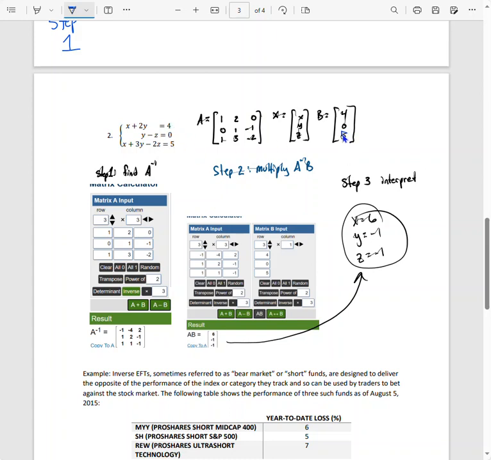That is a 5. And now I have to take my coefficients. So in the first equation, my coefficients are 1, 2, and 0.